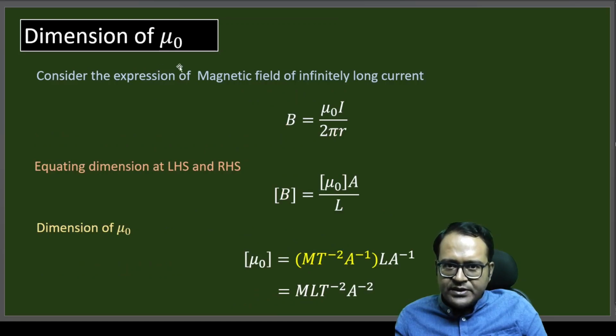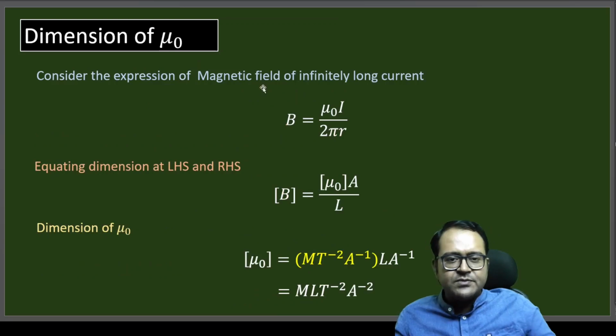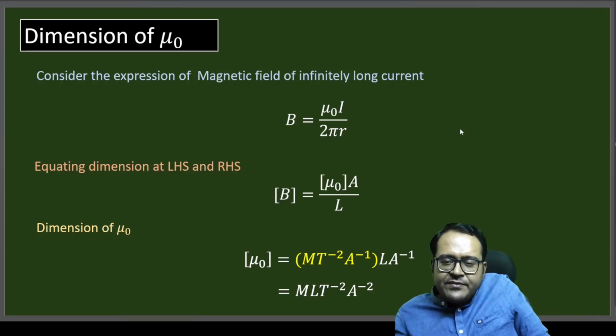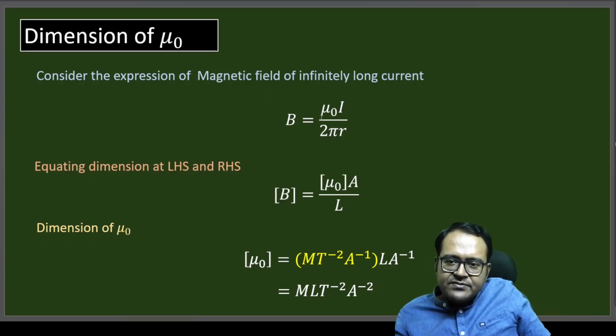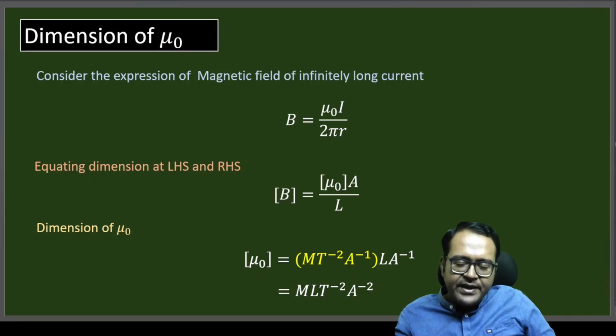We can calculate the dimension of mu naught by considering the simplest expression of magnetic field for an infinitely long current. Your magnetic field is, you must already know, mu naught I by 2 pi r. So equate dimensions on both LHS and RHS. The dimension of B equals the dimension of mu into the dimension of current divided by the dimension of L. Simple algebra gives you the dimension of mu as M L T minus 2 A minus 2.